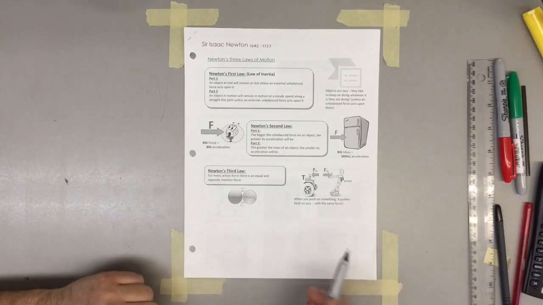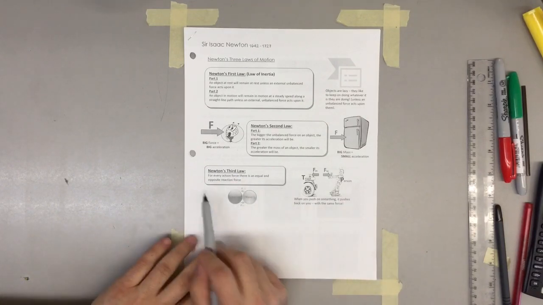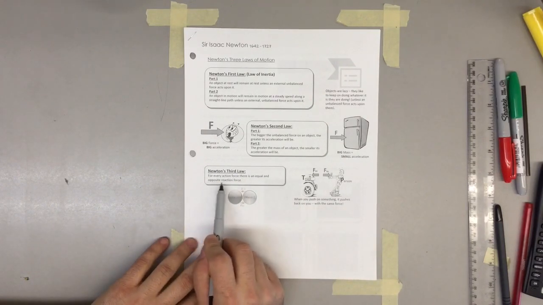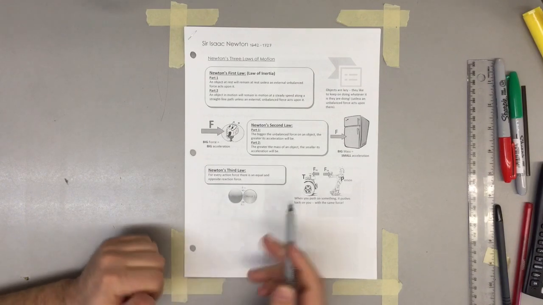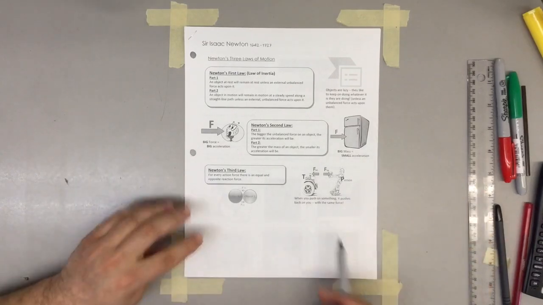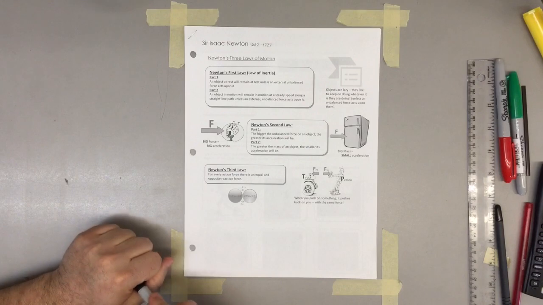Now the last one we talk about is one that kind of confuses people a little bit. And that's Newton's third law. For every action force, there is an equal and opposite reaction force. So basically, when you push on something, it pushes back on you with the exact same force.